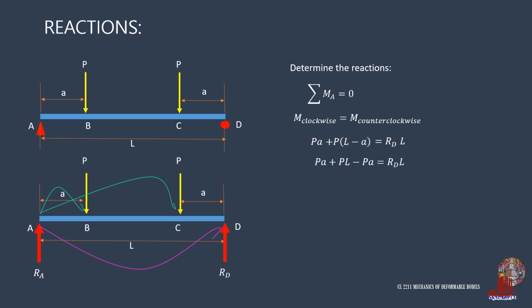Simplify each term and get PA plus PL minus PA as equal to R sub D times L. Cancel out PA to come up with PL as equal to R sub D times L. And again, cancel out L to get R sub D as P.